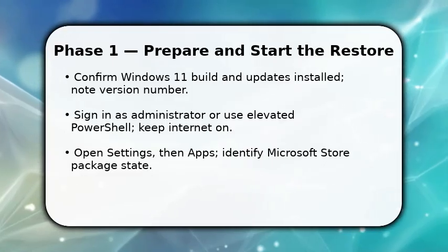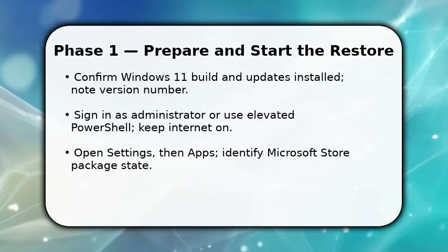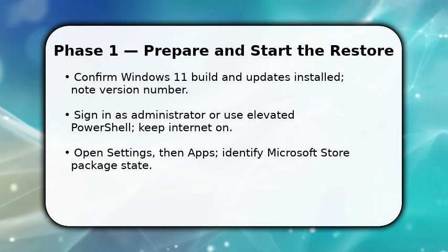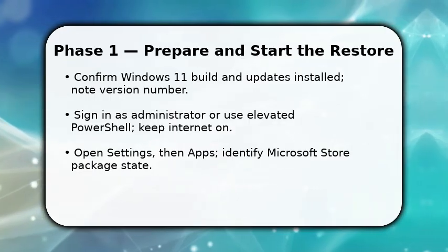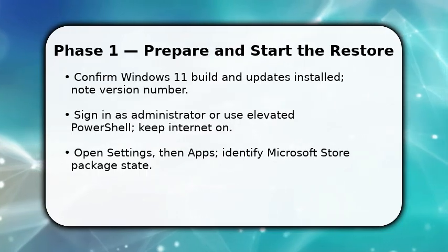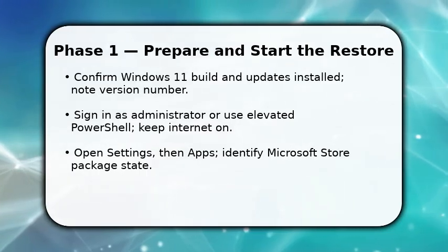You begin by confirming your Windows 11 build and that the update has finished. This ensures compatibility. Once done, sign in with an administrator account because you need elevated rights to repair system packages. Make sure your internet is active. The store may re-download components.